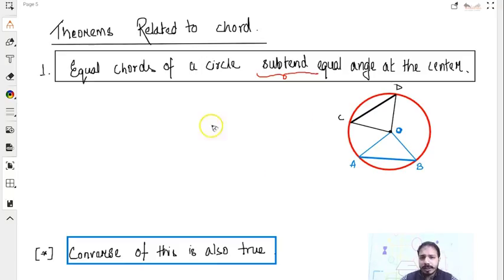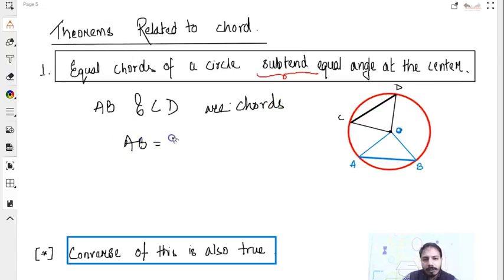Now let us try to understand the first theorem, which says equal chords of a circle subtend equal angles at the center. That means there are two chords, say AB and CD. So you see there are two chords, and both of them are equal. AB is equal to CD. So if AB is equal to CD, then they're saying that they subtend equal angles. That means we need to show that angle COD is equal to AOB. How do we show that?